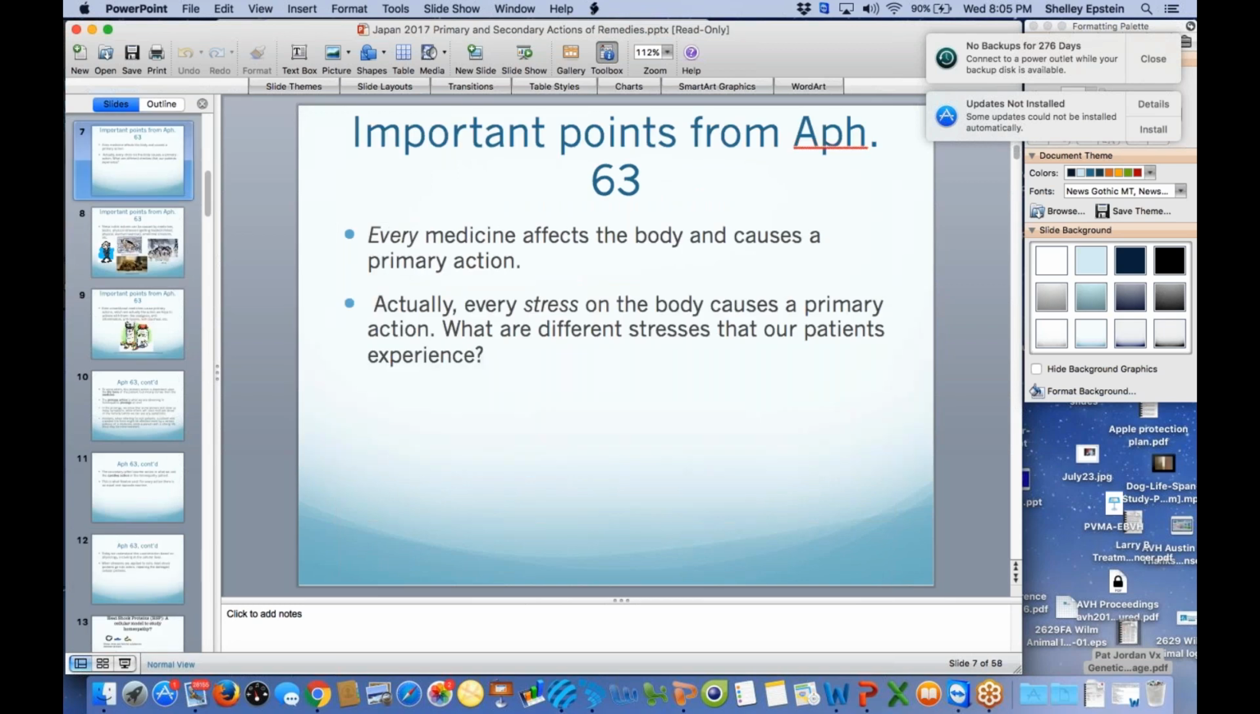So, important points from this aphorism: every medicine affects the body and causes a primary action. Even if you give a medicine to your provers, you're going to get a primary action. But actually, every stress on the body causes a primary action.